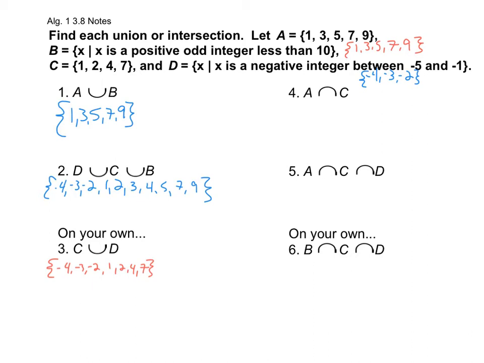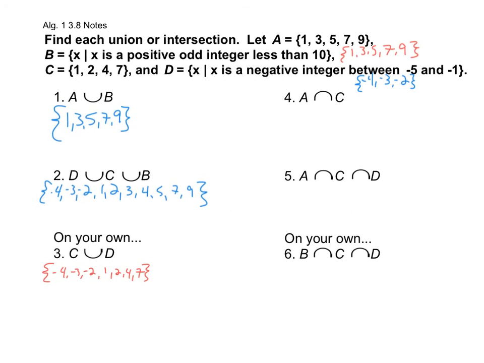For 4, 5, and 6, we are dealing with intersections. That means it has to be listed in both sets in order to be considered for the new set. For the intersection of A and C, for example, number 4, let's turn on the pen here. The only numbers that I see that work for both of those are 1 and 7. My brace is kind of weird looking there, but I think you get the picture.